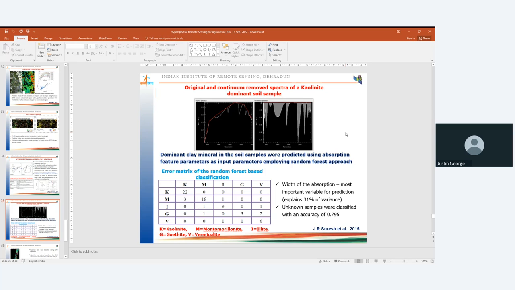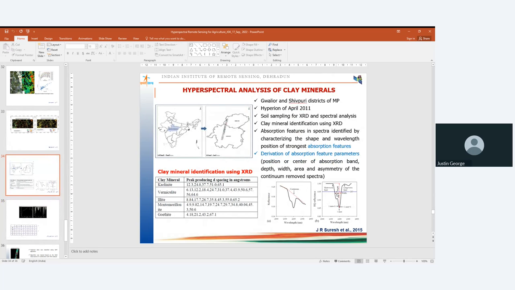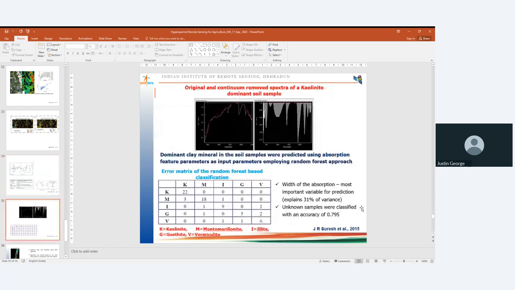So the dominant clay mineral in the soil samples was predicted by using the absorption feature parameters. They were used as the input parameters using a machine learning algorithm known as the random forest approach, random forest classification basically. Among the different absorption feature parameters, the width of the absorption, in the particular image you can see this is the distance from this side to this side, is known as the width. The width of the absorption was found to be the most important variable for prediction, which explains around 31% of the variance present in the samples. The unknown samples were classified with an accuracy of around 79% to 80%.